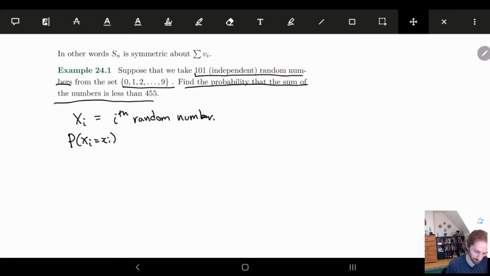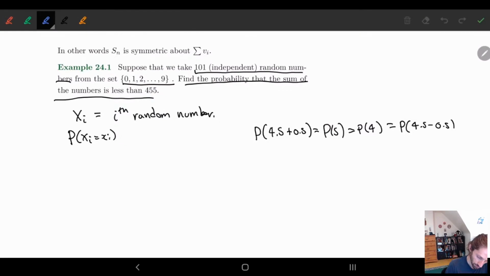Now let's think about this a minute. Why is it equal to 4.5? Well, if I look at the probability of 4.5 plus 0.5, what is this? This is the probability of 5. All of these are random variables, so I'm randomly choosing. And so this is going to be equal to P of 4, which is 4.5 minus 0.5. So we have a plus sign and a minus sign, so we're happy.